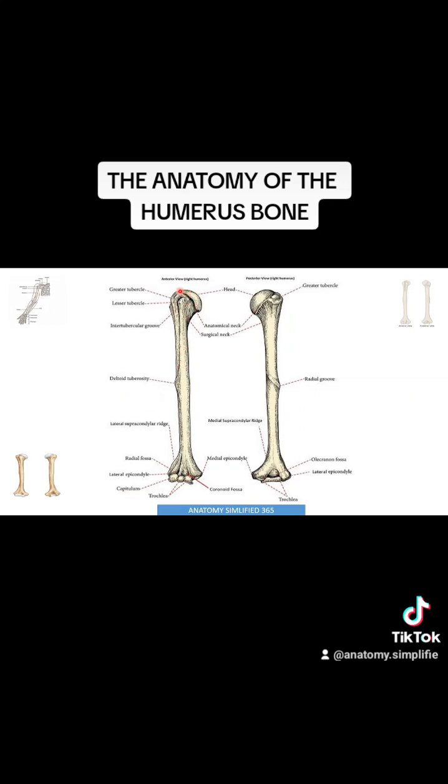The head, anatomical neck, greater tubercle, lesser tubercle, intertubercular groove, that is just in between the tubercles, and surgical neck, that is right here. Then we have the deltoid tuberosity, radial groove, and then the capitulum right here. Trochlea is here. Coronoid fossa is right here. Radial fossa is right here. Lateral epicondyle is here. Medial epicondyle is here. Lateral supracondylar ridge, we have it here, and medial supracondylar ridge, we have it right here. That is the brief anatomy of the humerus that we can have for now.